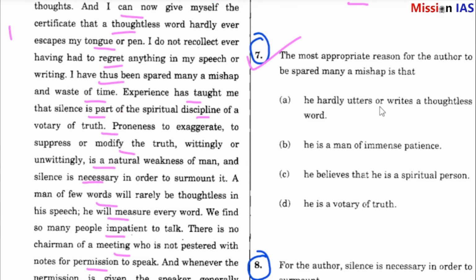Question number 7. The most appropriate reason for the author to be spared many a mishap is that he hardly utters or writes a thoughtless word. He is a man of immense patience. He believes that he is a spiritual person. He is a votary of truth. So the answer to question number 7 is that he hardly utters or writes a thoughtless word.